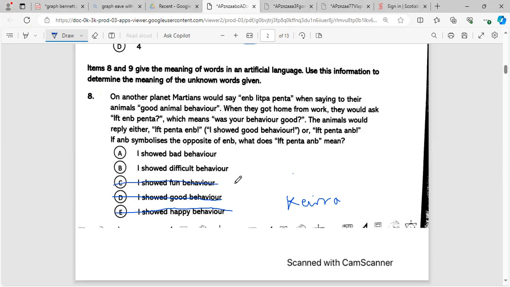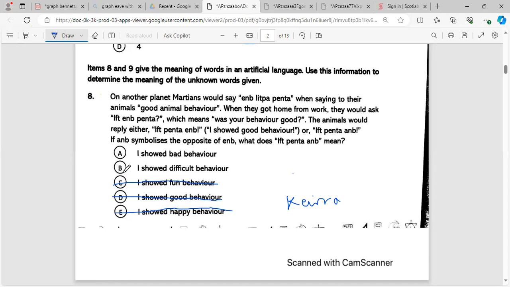I showed difficult behavior. If I showed good behavior, you wouldn't have to say you showed difficult behavior, because if you say I showed good behavior and then you say I showed difficult behavior, that would not make sense. And since it's the opposite, you could cross out B too.